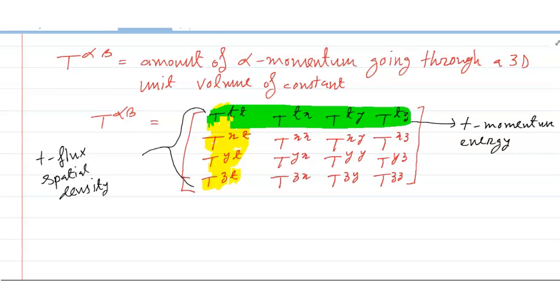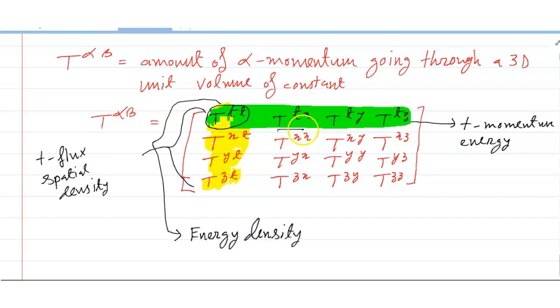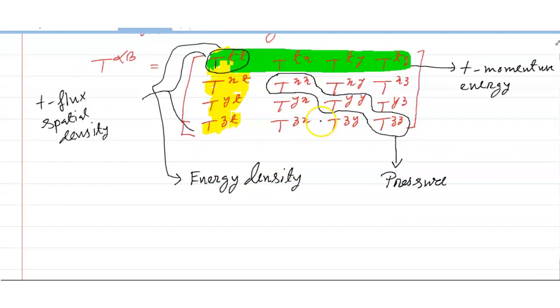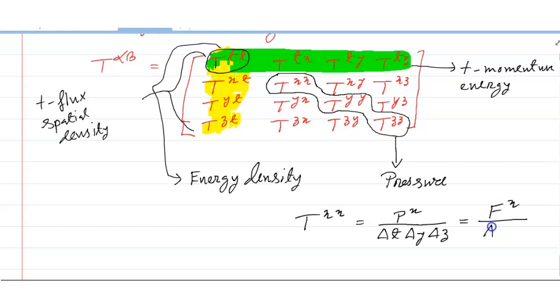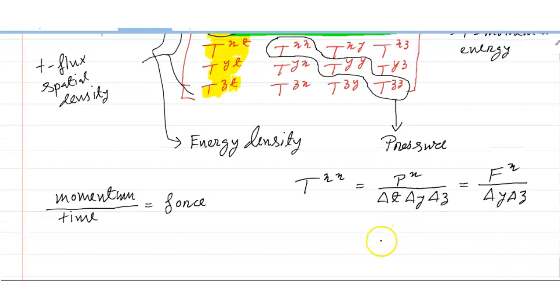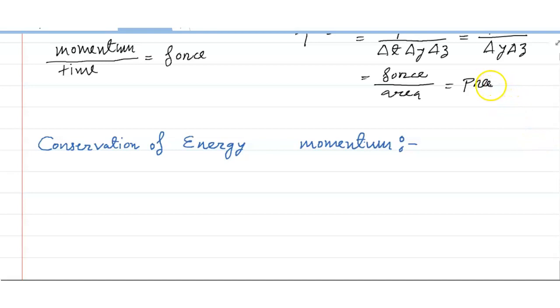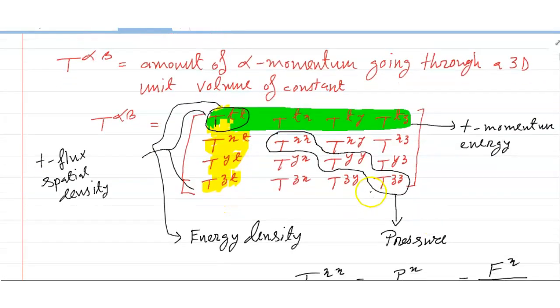So the first row of the energy momentum tensor, where alpha is the time index, is really about the energy of the particles. Now this T^{00} portion is called energy density, and this spatial portion is called pressure. As momentum, T^{xx} is equal to Px divided by del T into del Y into del Z, equals Fx divided by del Y into del Z, and momentum divided by time equals force, and force per area equals pressure.